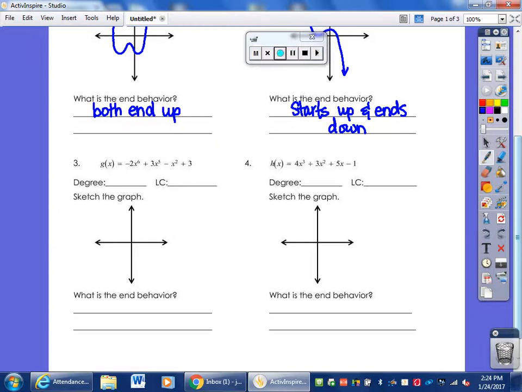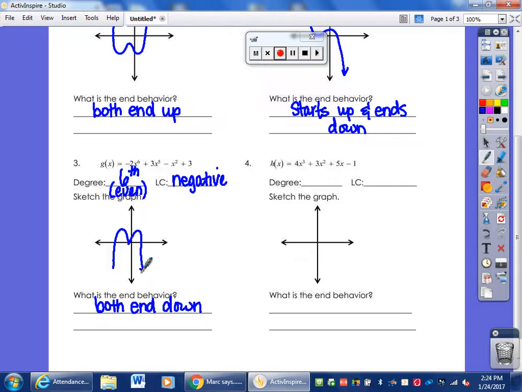Number three, it's in order. It's a 6th degree, which means that it's an even function. So this again is going to look like either a W or an M. And the leading coefficient is a negative, so that means that both will end down. Both will end down, so this is going to look kind of like an M. Okay, both ending down.